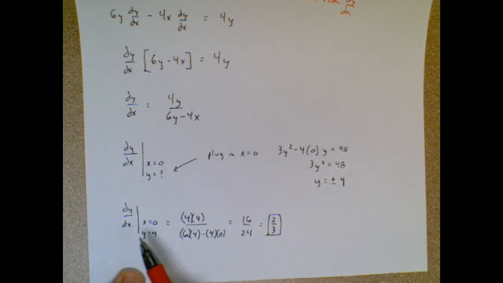So now when I plug into my derivative, an x equals 0, y equals 4, I get a 2/3, which tells me the slope of that big ugly function from the very, very top of the paper is 2/3 when the x value is 0. That's your quick review of implicit differentiation.